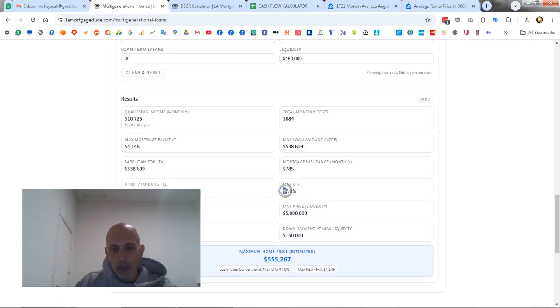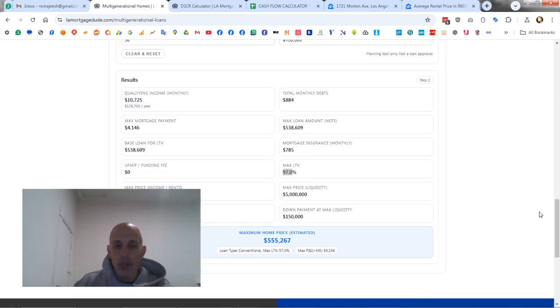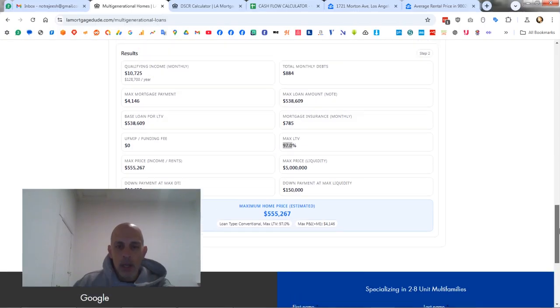Now, on a conventional loan for a first-time home buyer, your max LTV is 97%. So if you have owned a home in the last 3 years, you're not considered a first-time home buyer. However, if you owned a home more than 3 years ago and you stopped living in it more than 3 years ago, then you are considered a first-time home buyer and you would qualify for the 3% down program.